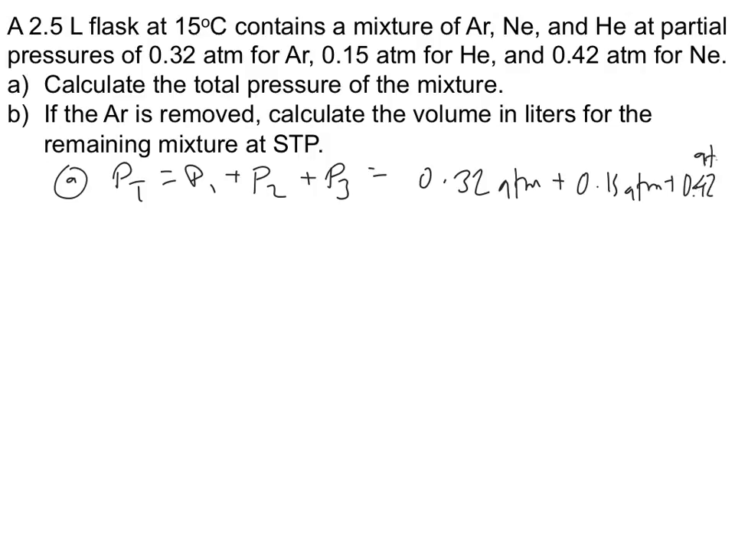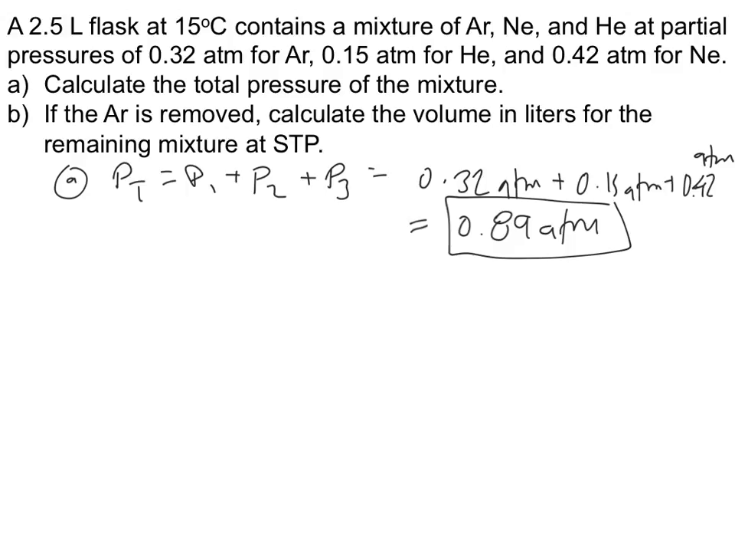Now, guys, if they give us all of these partial pressures in the same units, we can do a direct summation. But please make sure that all the units are the same. You can't add up atm and torr. You'd have to do a pressure conversion before you plug this into the equation. So if we plug this in our calculator, this is going to give us 0.89 atm. This is the total pressure of the gas that's in this 2.5 liter flask at 15 degrees C.